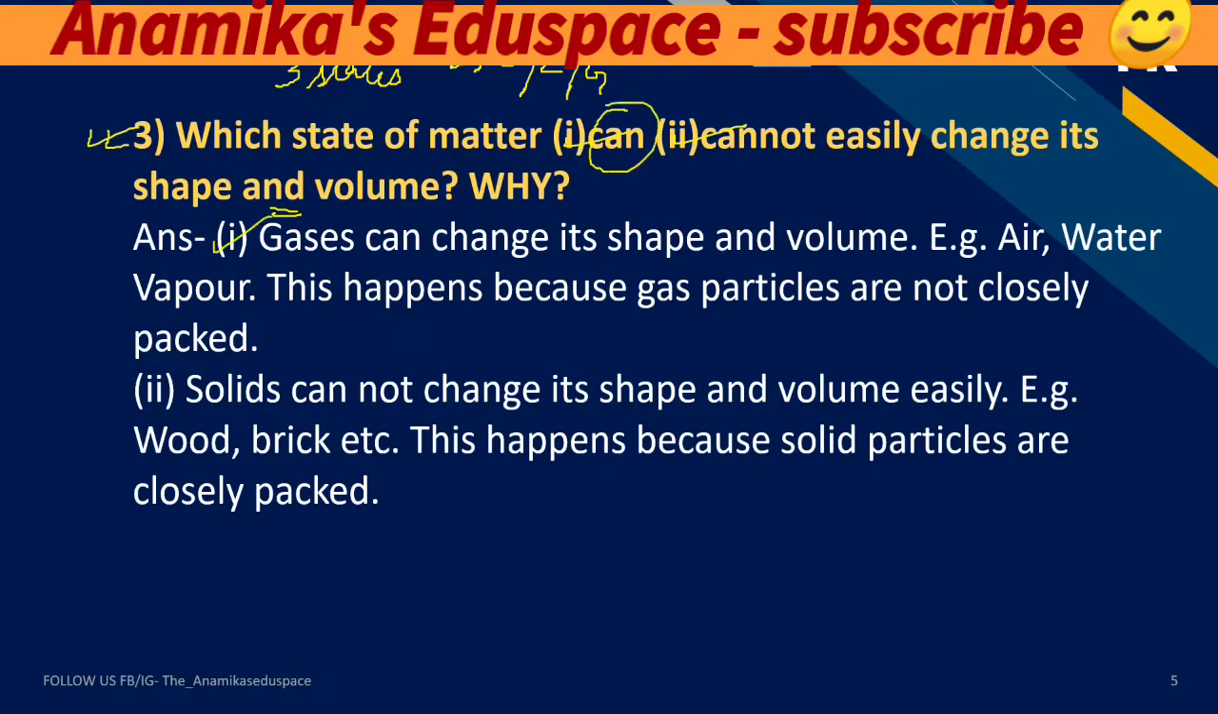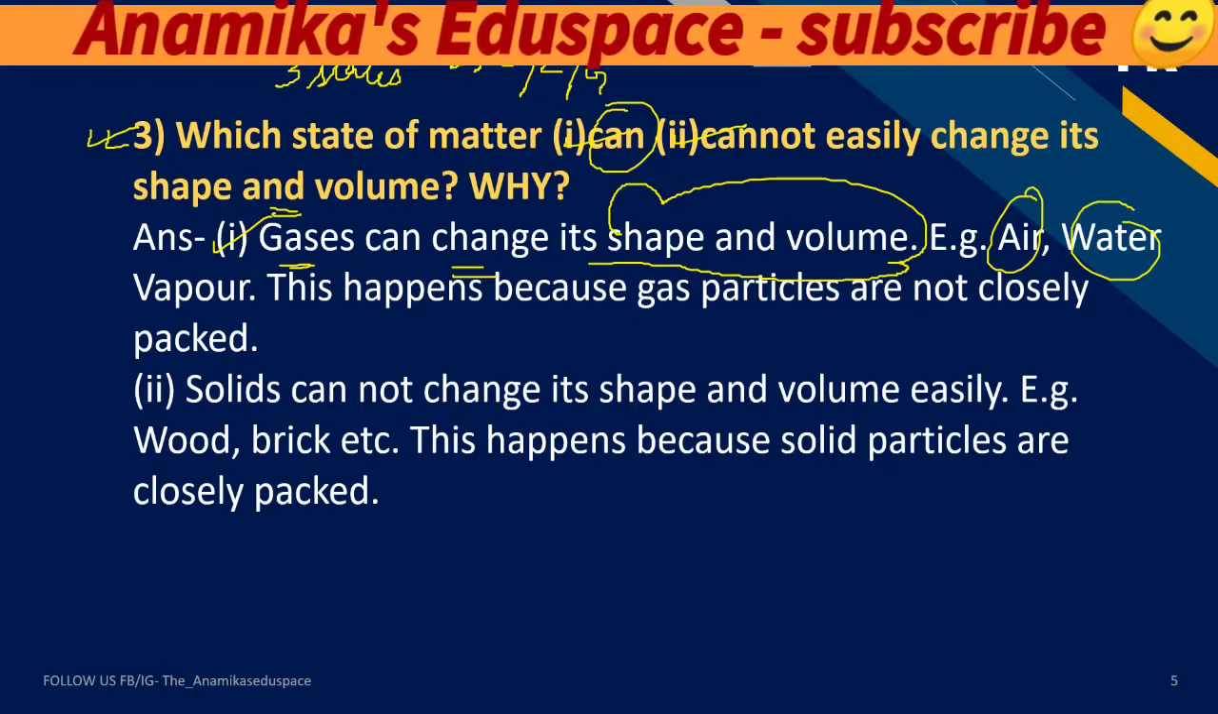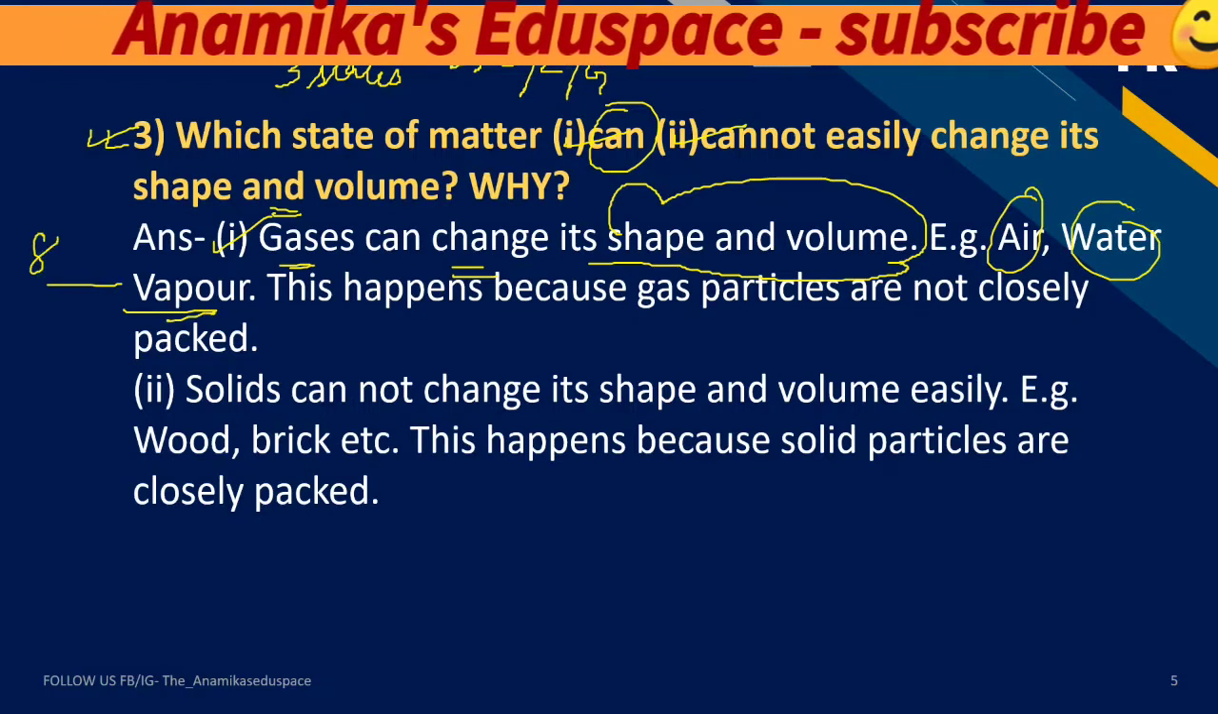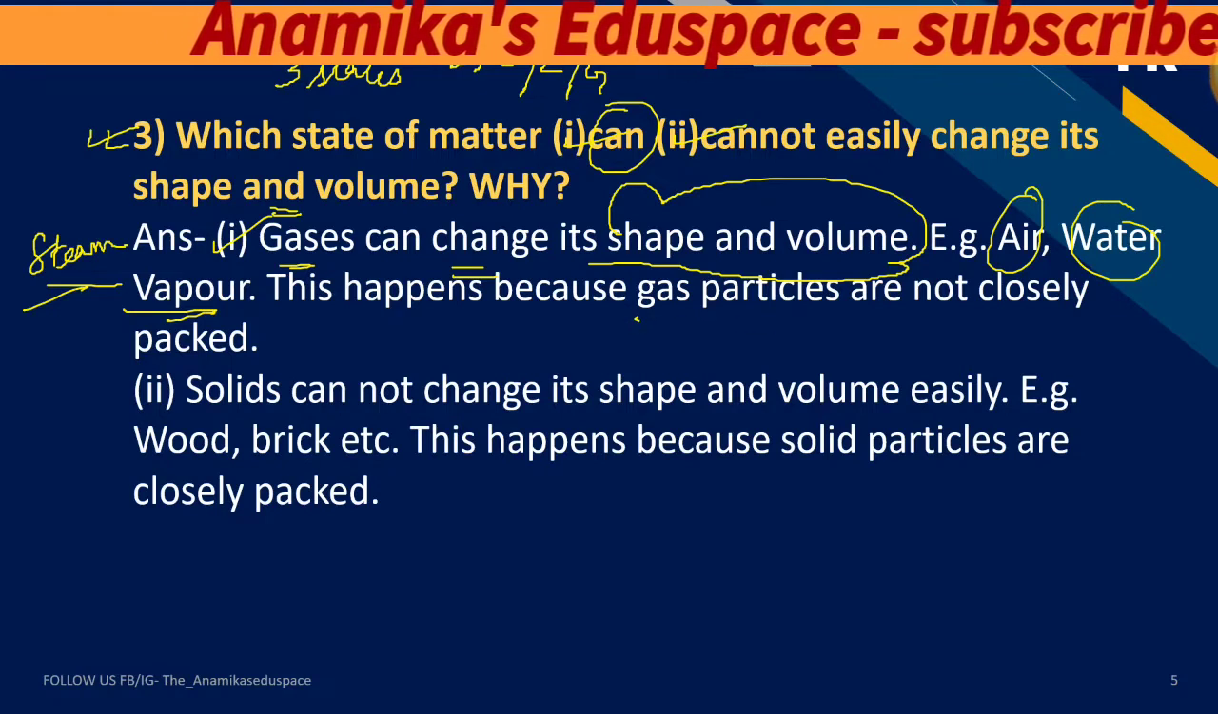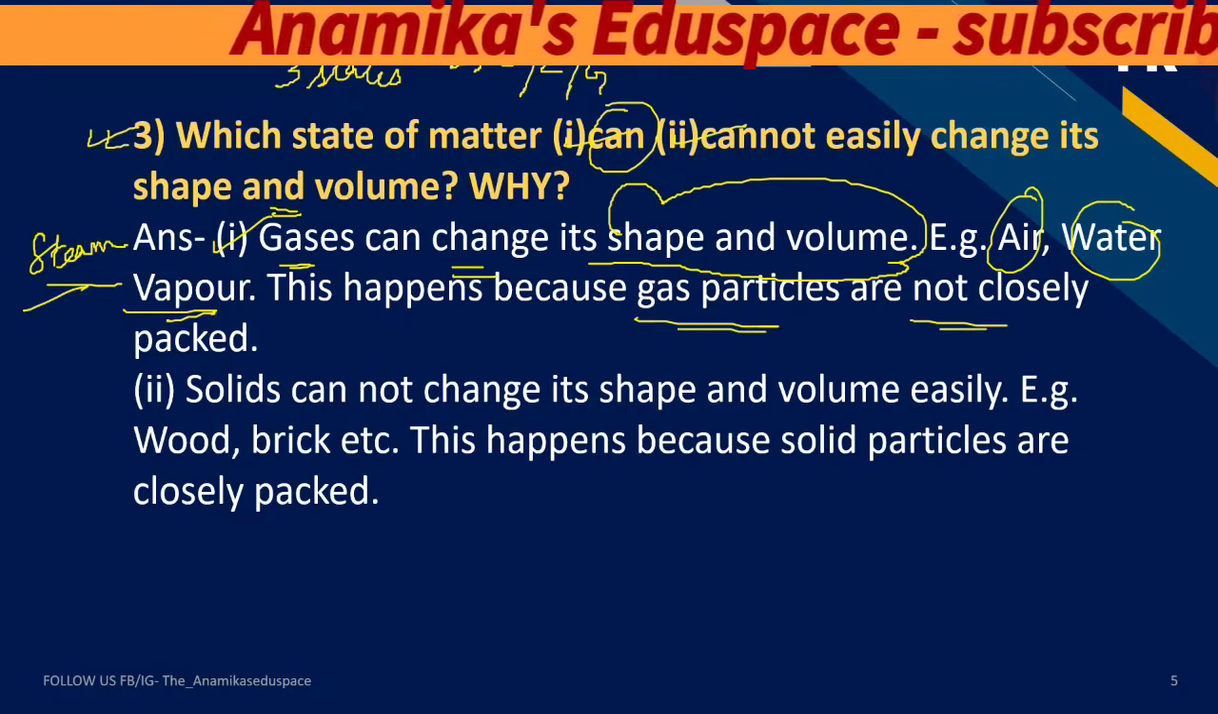Now the first answer will be gases. The gaseous state of matter, or gaseous substances, can change shape and volume. For example, air and water vapor. Now what is water vapor? You can refer to water vapor as steam. Clear? Now this happens because gas particles are not closely packed.